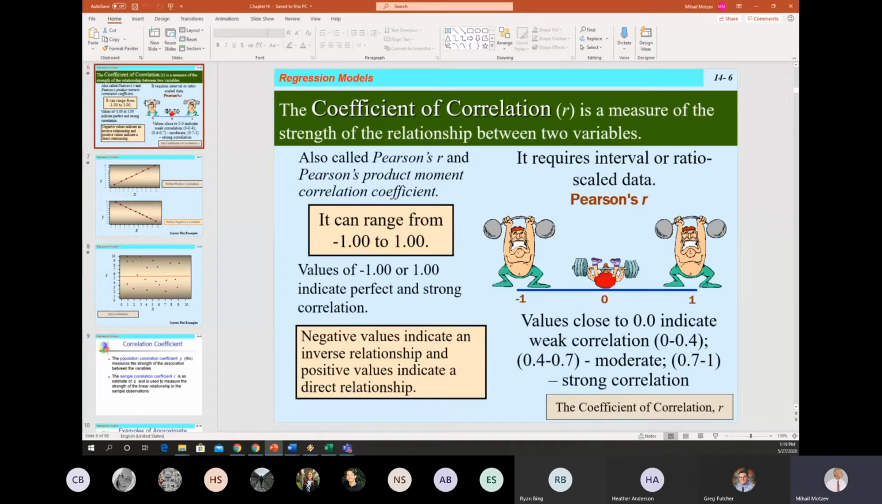And values usually between 0 and 0.4 are considered to represent very, very weak correlation. Most of the time, it's not worth wasting the time to continue analysis with the next step, the regression analysis, if the coefficient of correlation represents a value between 0 and 0.4.